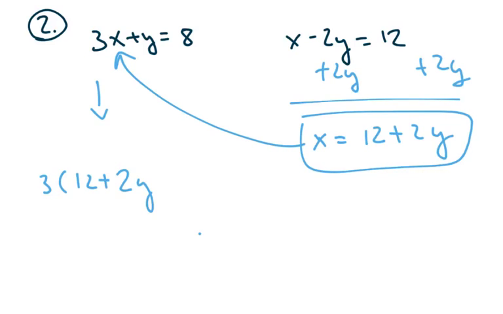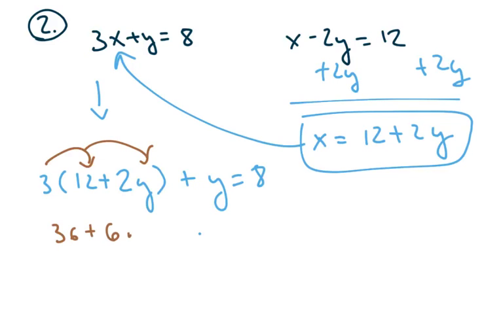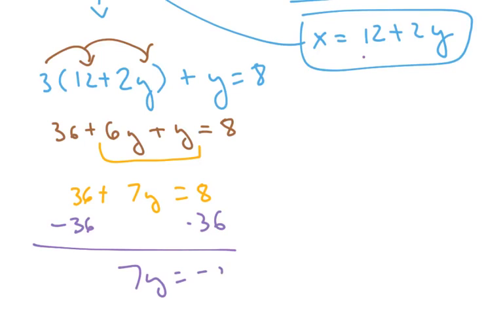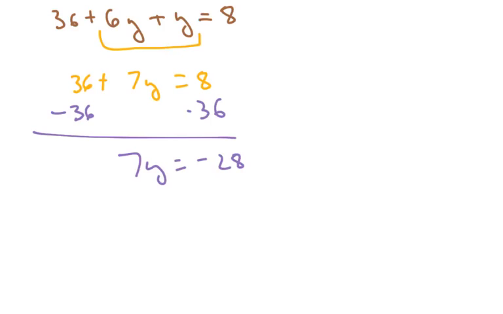2y plus y equals 8, and just continue to solve like a regular equation. So I'll distribute, and when I distribute, I'm going to get 36 plus 6y plus y equals 8. I'm going to combine like terms, so 7y here, everything else is the same, 36 equals 8. Subtract 36, 7y equals negative 28. Divide through by 7.